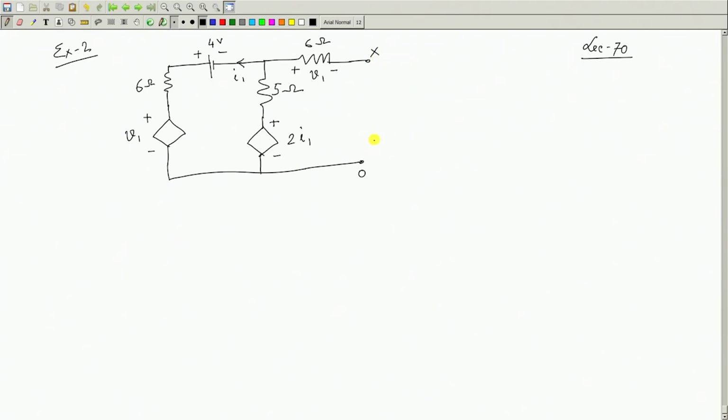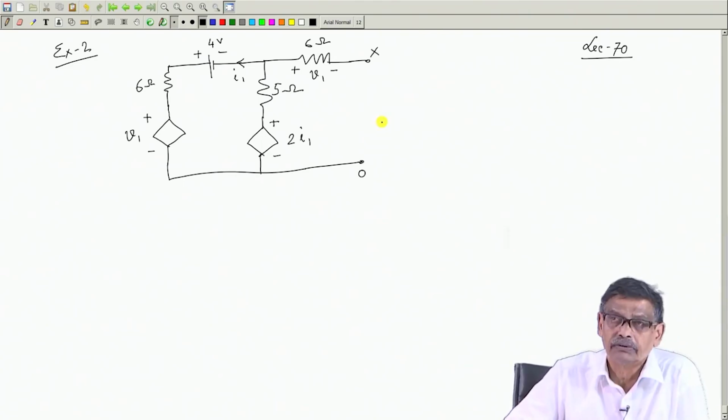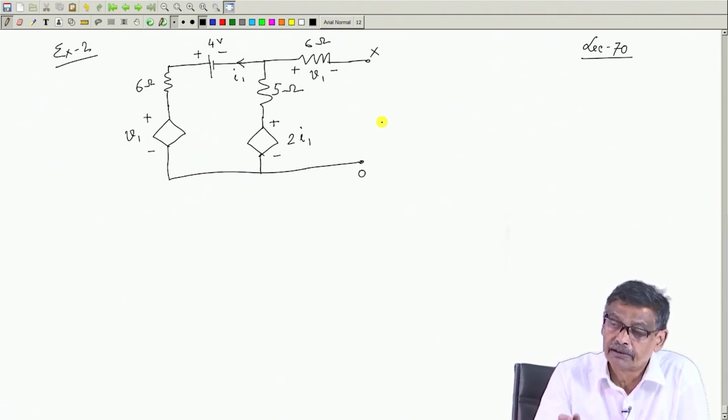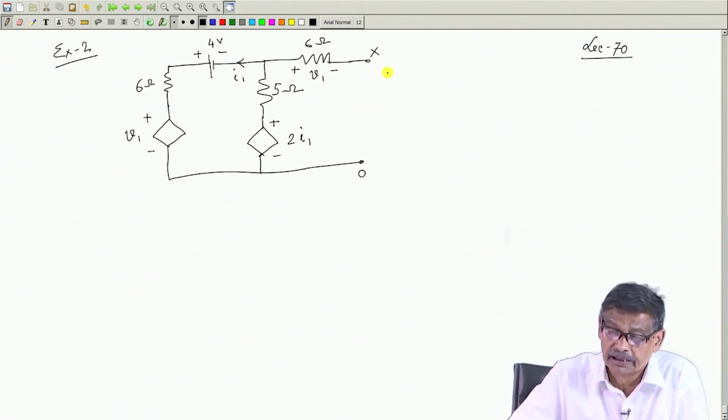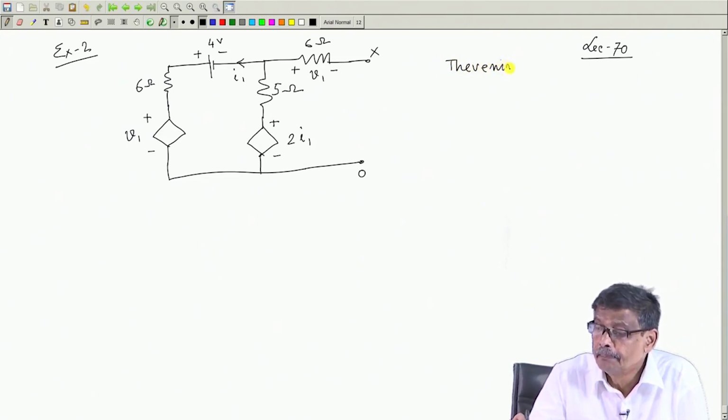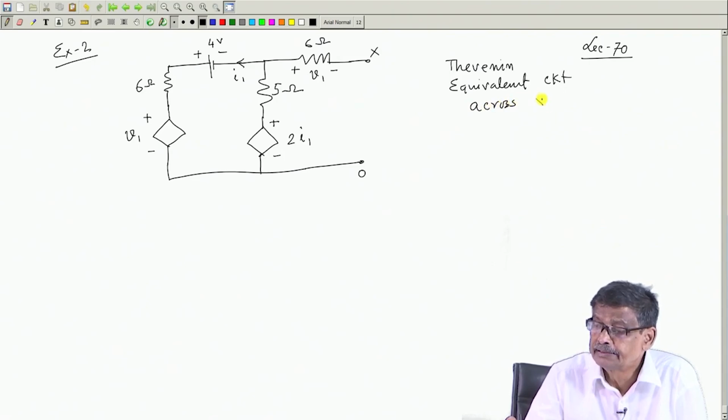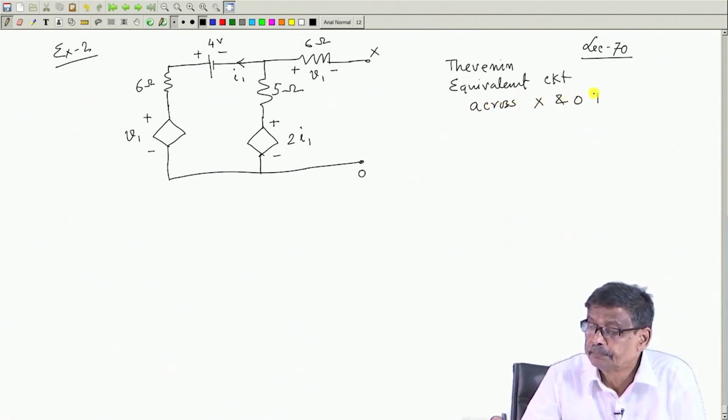I was telling you that it is better to find the Thevenin's equivalent of this network. Of course, without finding Thevenin's equivalent, you can find the current in any branch you like with these 2 terminals connected with some impedance, that is always there. But let us try to find the Thevenin equivalent circuit across X and O terminals. I want to find that out.